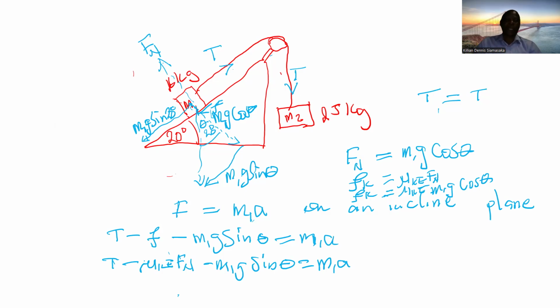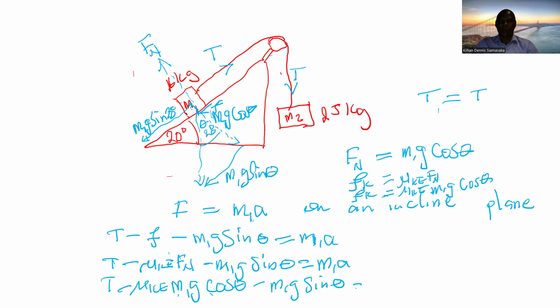And we are aware that T is equal to the coefficient of kinetic friction times the normal force, which we have already defined there, is mass 1 multiplied by the acceleration due to gravity cos theta, minus mass 1 multiplied by acceleration due to gravity sine theta, is equal to mass 1 multiplied by acceleration.